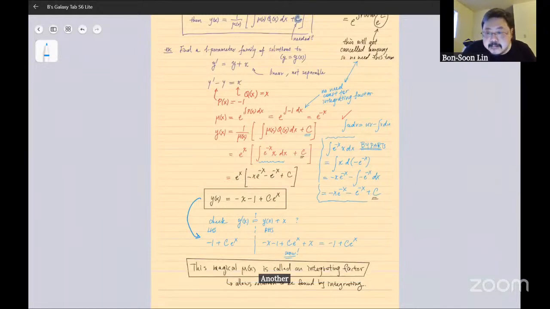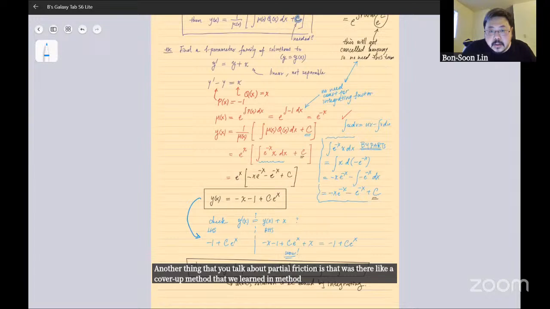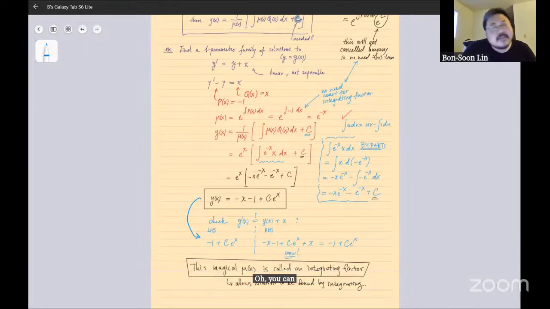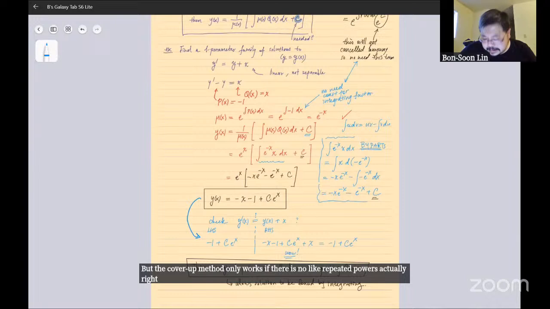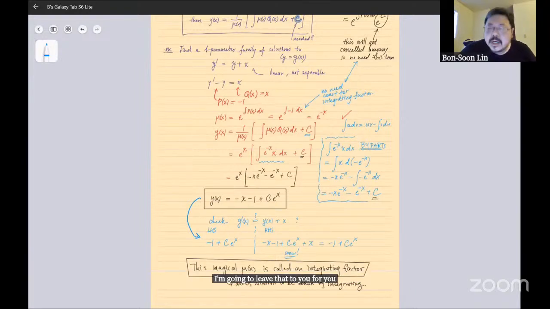Another thing that you talked about with partial fractions is, wait, was there a cover-up method that we learned in Method 8 instead of distributing everything? Oh, you can use the cover-up method. That's perfectly fine as well. But I kind of forgot how to use that. Oh, you should look it up. Go look it up. But the cover-up method only works if there are no repeated powers, actually, right? Or you can plug in values as well. There's also substituting values. I'm going to leave that to you to discover. But yes, you can use whatever method you like.